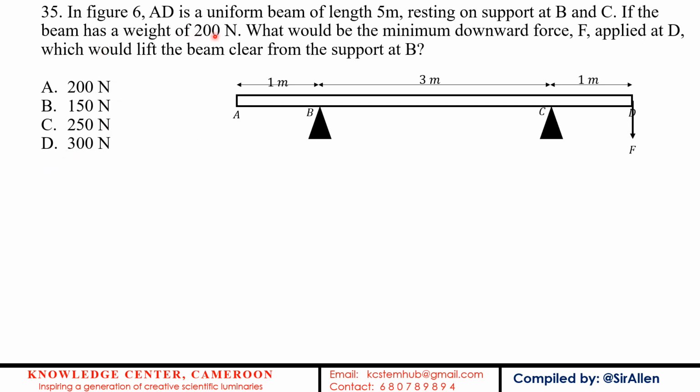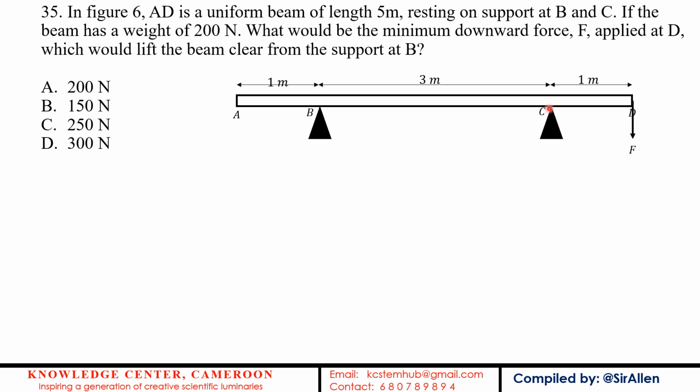In figure 6, AD is a uniform beam of length 5 meters resting on supports at B and C. If the beam has a weight of 200 newtons, what would be the minimum downward force F applied at D, which would leave the beam clear from the support at B? So once we leave this beam clear of the support at B, the only way is if C actually becomes our new fulcrum. So this is now our pivot.